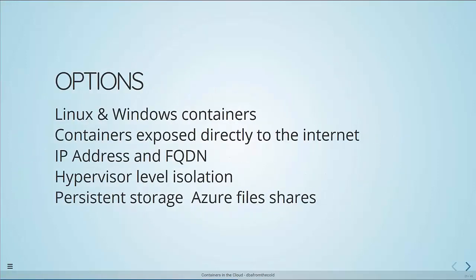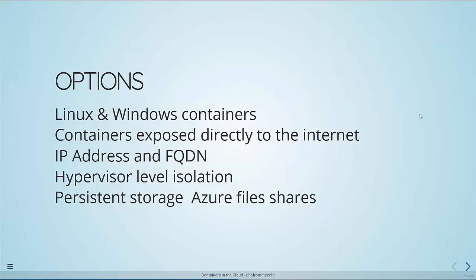So the options that we have with Azure Container Instances is we have the ability to either spin up Linux or Windows containers. Now, Linux containers are pretty much the ones that they're focusing on at the moment. Private networks, storage, container groups, those aren't available to Windows. They should be at some point, but for now, most of the options are for Linux containers only.